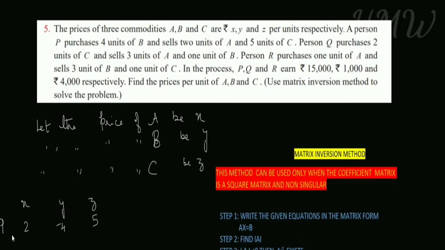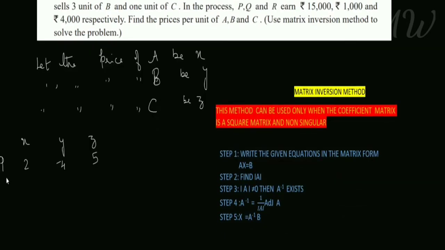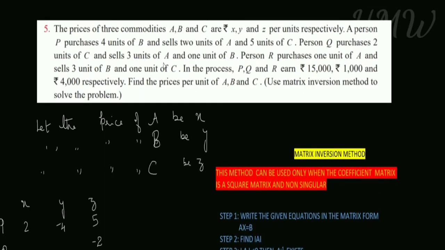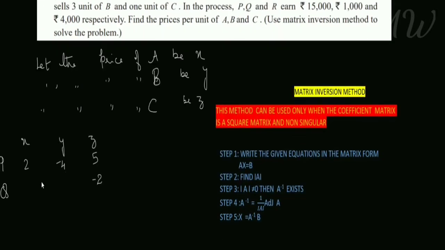What about Q? What is he doing? He purchases 2 units of C, so C is negative, and sells 3 units of A and 1 unit of B. So 3 units of A and 1 unit of B. This is for the person Q.